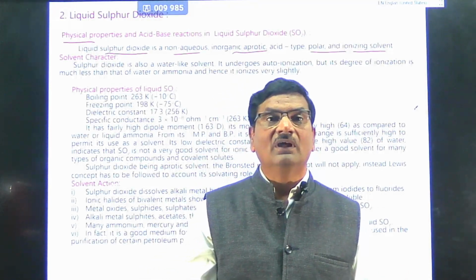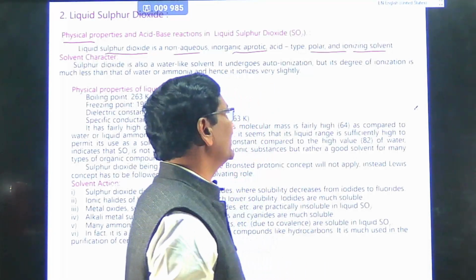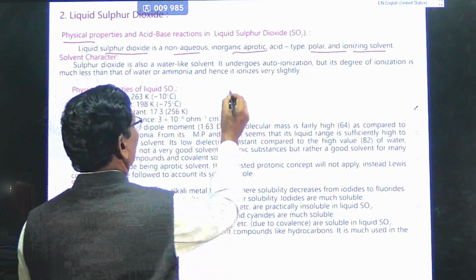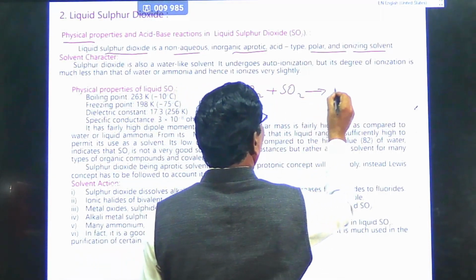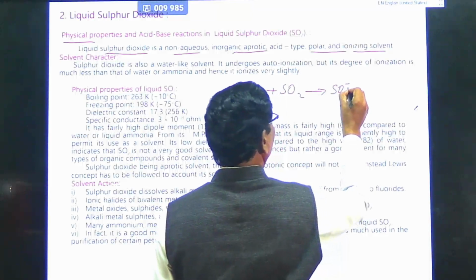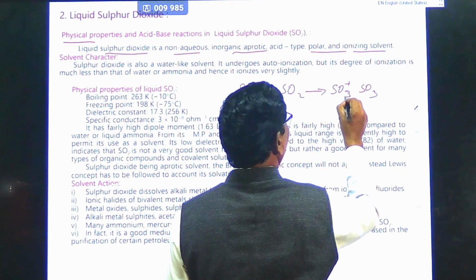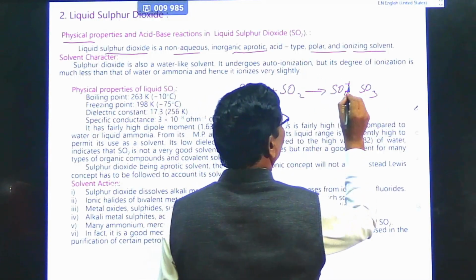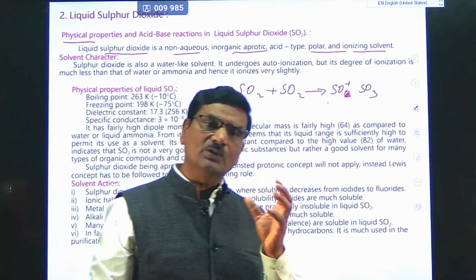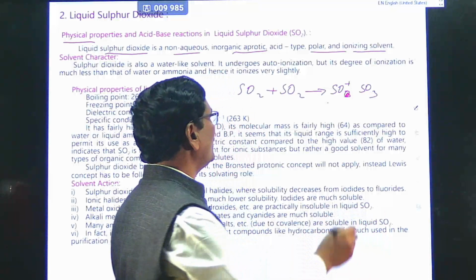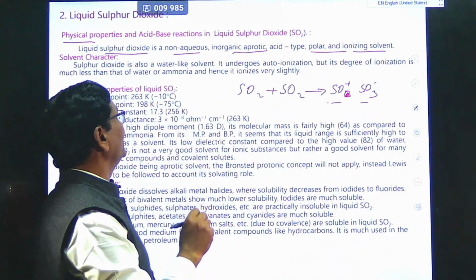For example, when sulfur dioxide undergoes autoionization, SO2 combined with SO2 gives rise to SO plus 2, the thionyl ion, plus SO3 minus 2, the sulfite ion. It means it undergoes autoionization and there is a formation of positive and negative ions. That's why it is polar in nature.